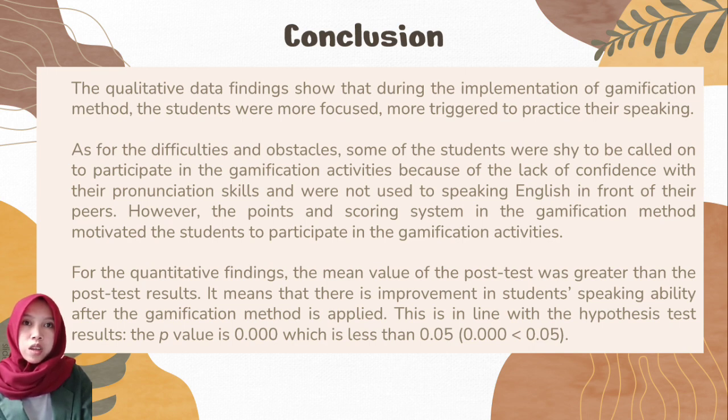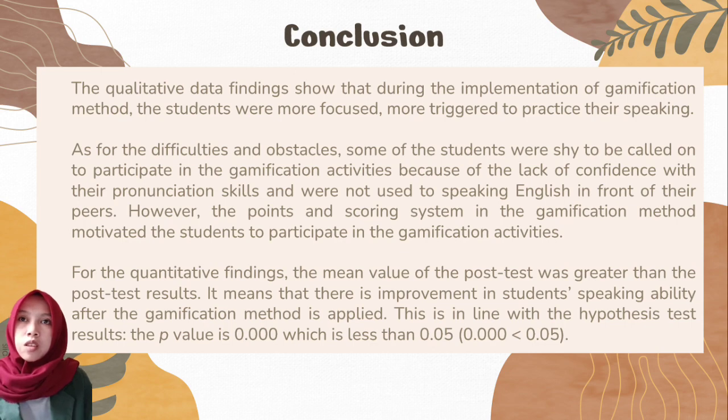And then for the quantitative findings, the mean value of the post-test was greater than the pretest results. It means that there is improvement in student speaking ability after the gamification method is applied. This is in line with the hypothesis test results, in which the p-value is 0.000, which is lesser than 0.05, which means the alternative hypothesis is accepted and the null hypothesis is rejected. It means there is improvement in student speaking ability of descriptive text after the gamification method is applied.